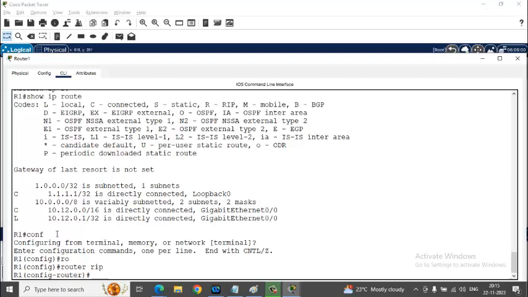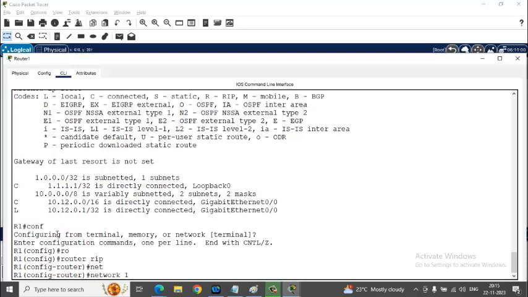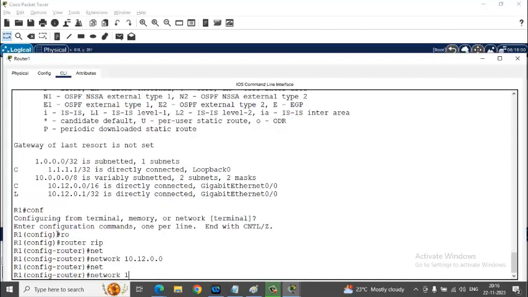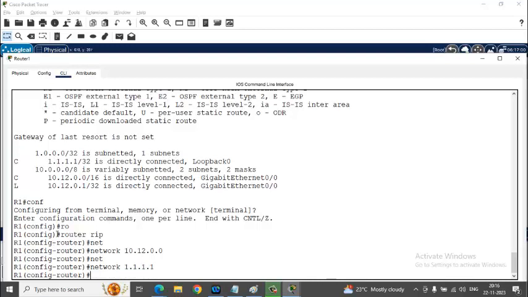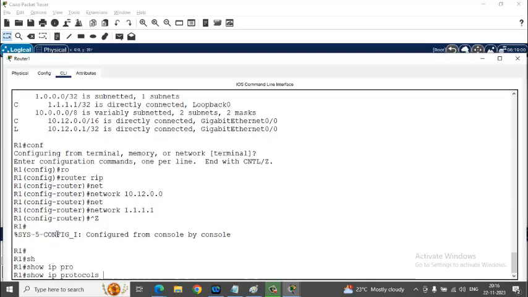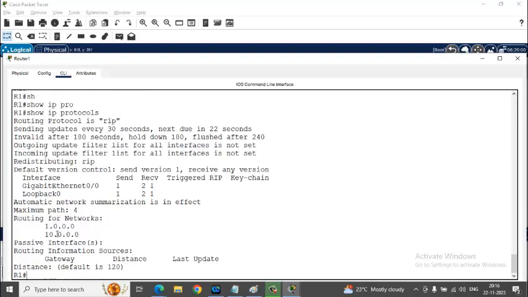Router RIP, network 10, network 2. You don't need to put 1.1.1.1 here. In router 1, you need to put router 1's network. In router 2, you put router 2's network. What is missing? What is left? This is left, isn't it? Version 1.